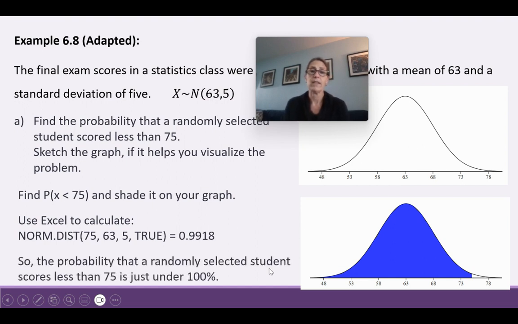So the probability that a randomly selected student scores less than 75 is just under 100%, 99.2%.